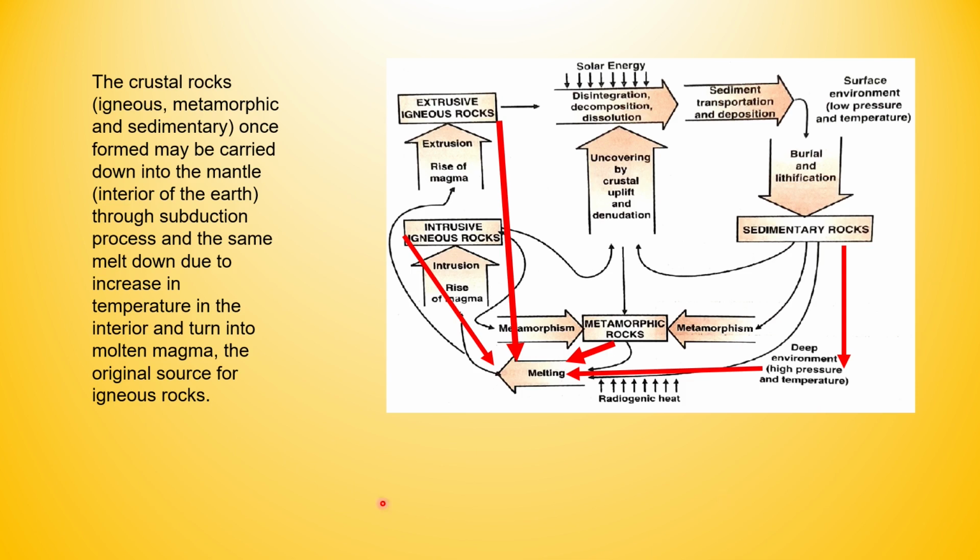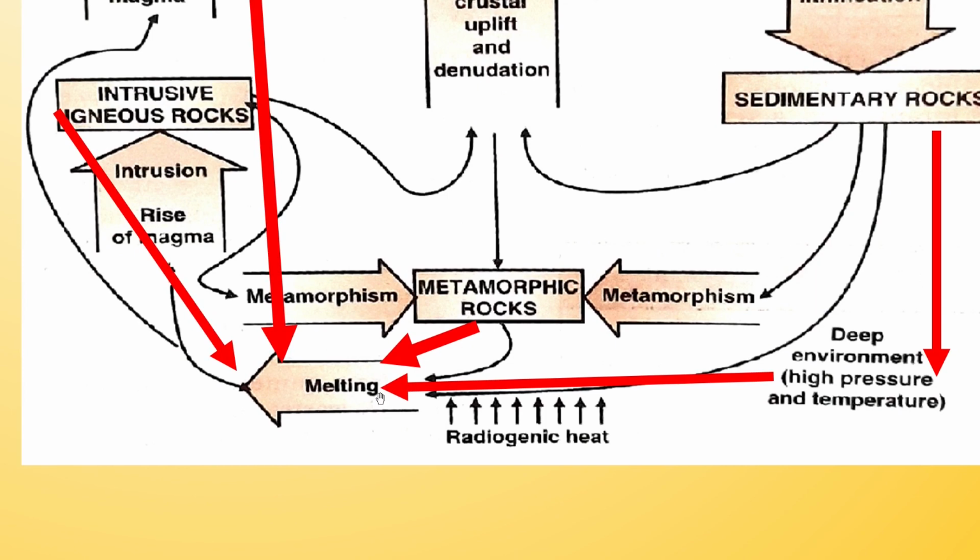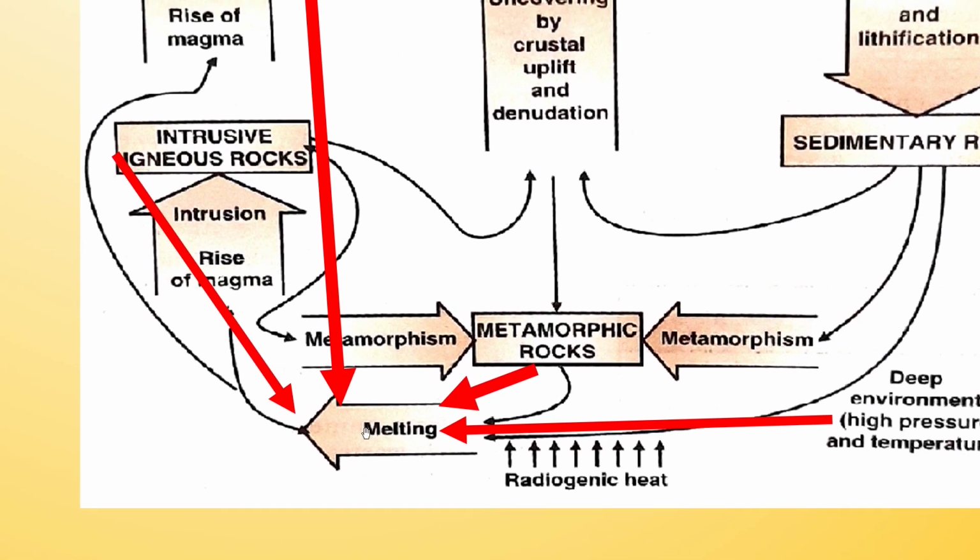Let us first learn about the crustal rocks, that is igneous, metamorphic and sedimentary. Once they are formed, after that they may be carried down into the mantle. How? Suppose sedimentary rocks. First and foremost, if it is buried deep inside the earth, due to high pressure from the upper layers and temperature from within, because there are radiogenic heat, radioactive materials in the interior of the earth, it will get melted, and then this melted rock will be rising as magma and form into intrusive igneous rocks.